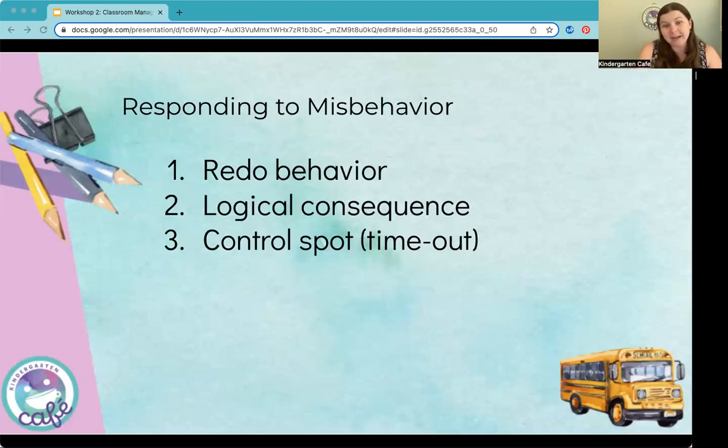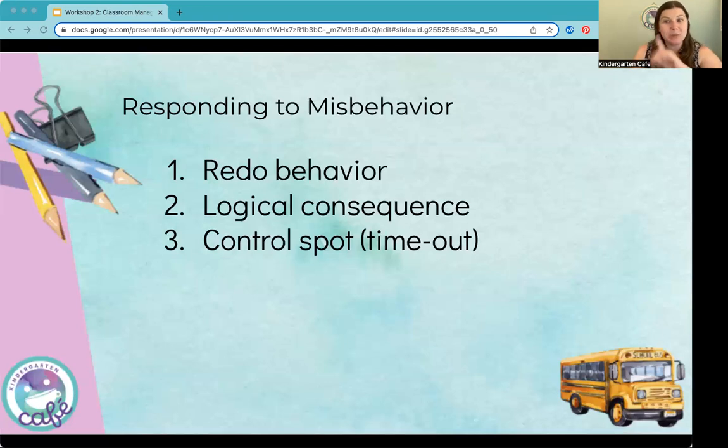Still happening? I give a logical consequence. If I come back and they're still doing it, well, I already just reminded them the expectation. So now I'm going to give you a logical consequence, which in this case, I would say, all done with scissors, find something else to do, or we'll have to do this activity later because you need to take a break from scissors, or I'll cut for you. Although I don't love that one. If it's an expectation, I don't want them to get out of doing the work. You know what I mean? I'd rather just have them do it later. But it's a loss of privilege that they can't use the scissors right now.